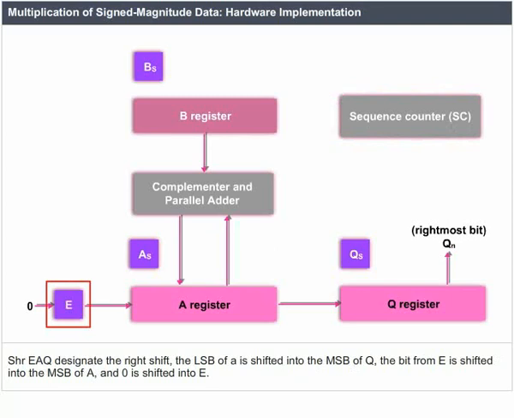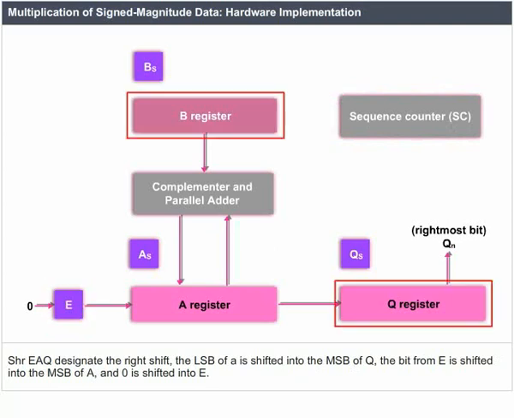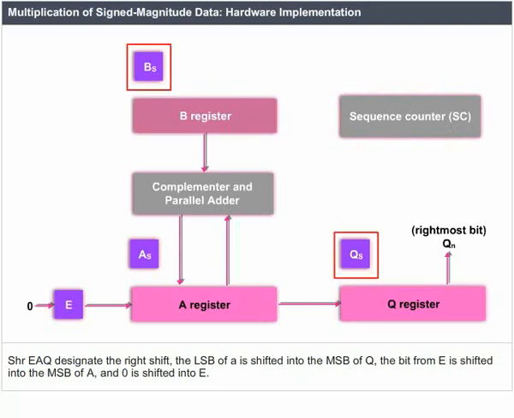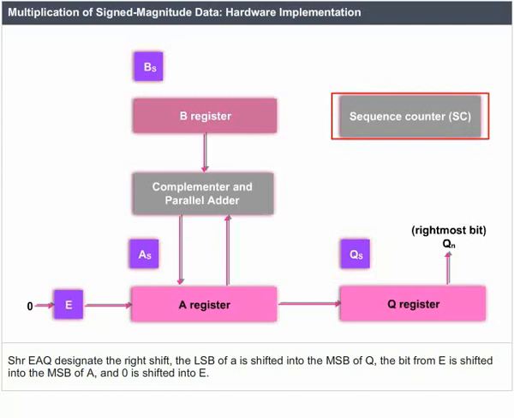SHR, EAQ designate the right shift. The LSB of A is shifted into the MSB of Q. The bit from E is shifted into the MSB of A and 0 is shifted into E.